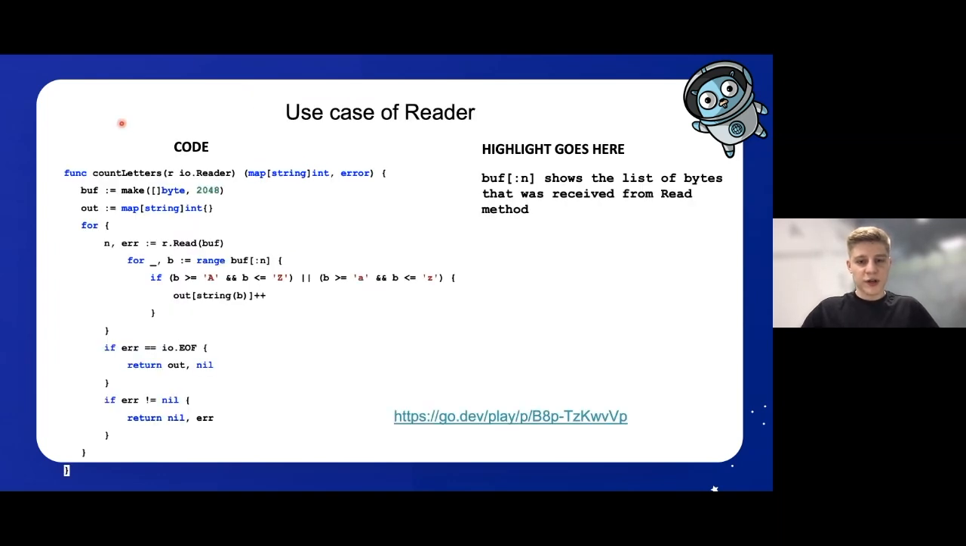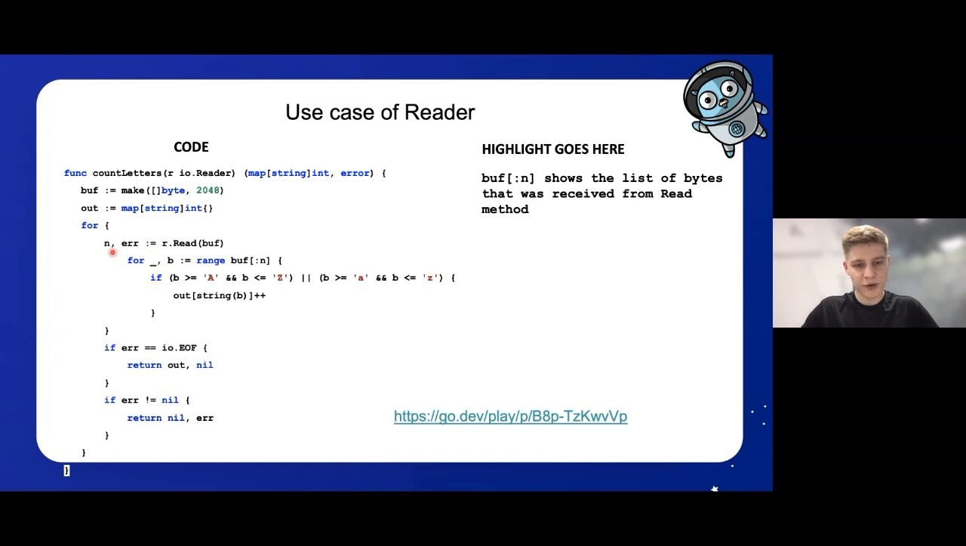The next one is also with the read operation, but a bit more complex. What do we do here actually? This function will count letters for us. For instance, we accept a reader as a parameter and return a map, which will return the letter and the number of counts of this letter. Let's make a buffer, allocate memory once for 2084 bytes, create a structure for our output and start the loop.